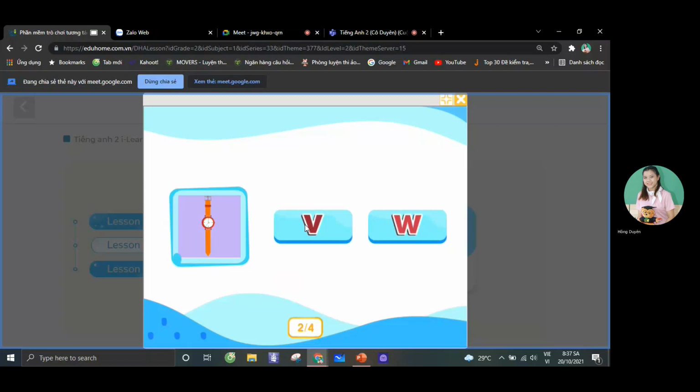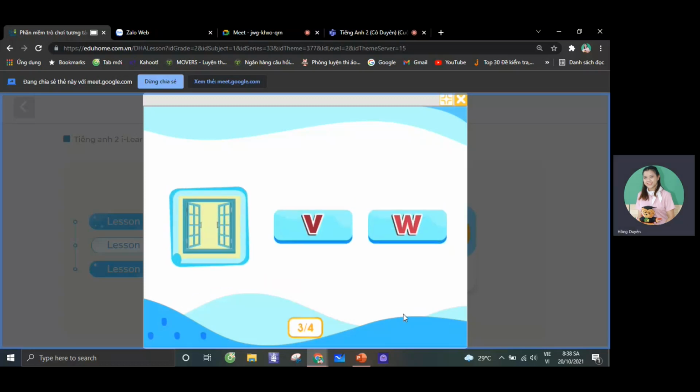Bike. Okay, now look at the picture and tell me, what can you see in the picture? What? So, all right. So V or W? W. So how about the sound of W? Wa. Wa. All right. Wa. Watch. All right. Now let's see. Good. Watch. Good job.